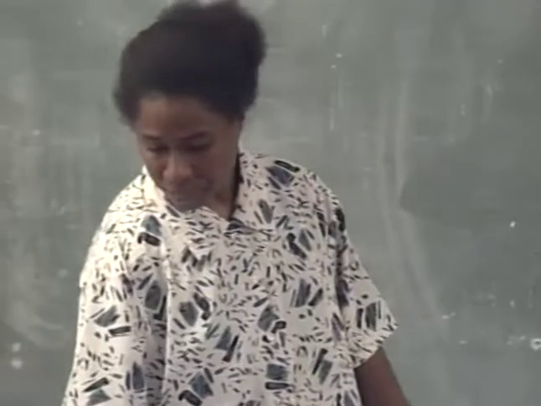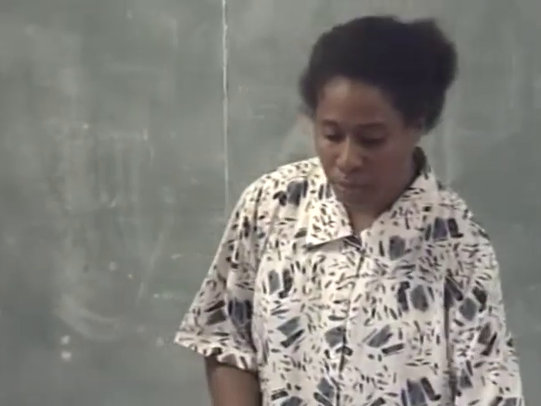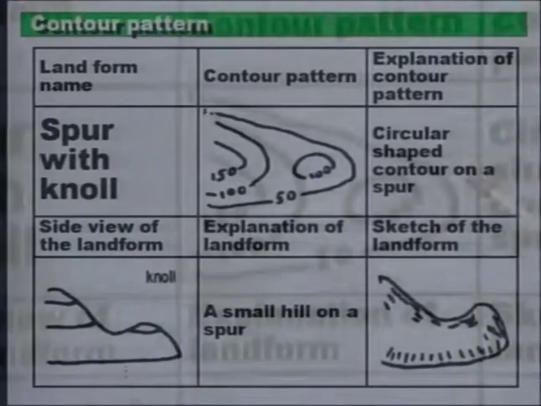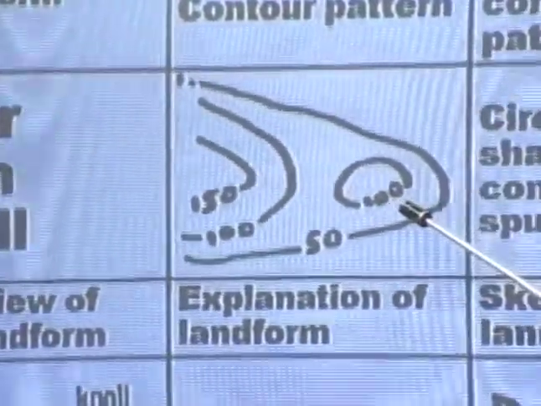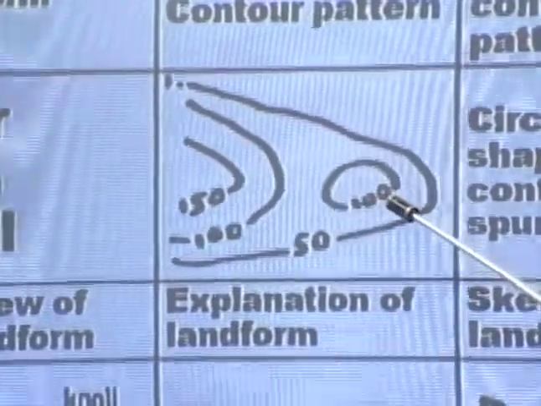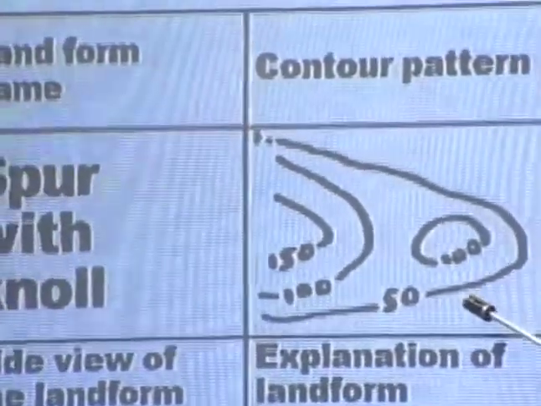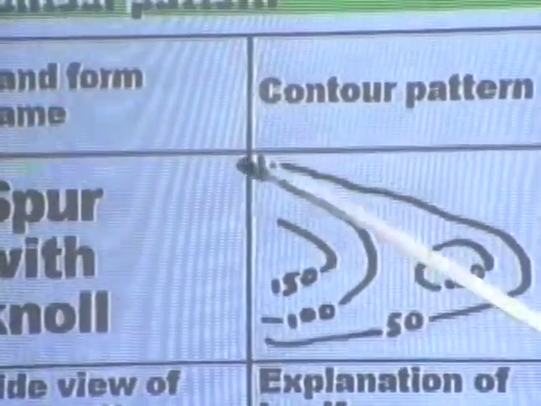Okay, finally, the last of those contour patterns we need to get ourselves familiar with is that of the landform which is known as a spur with a knoll. Note, you have the spur itself, and then you also have a circular contour, which is drawn towards the edge of that particular feature. So you will note a circular contour drawn with a spur or a ridge. And when you see a feature like that, then you can say the landform is a spur with a knoll.